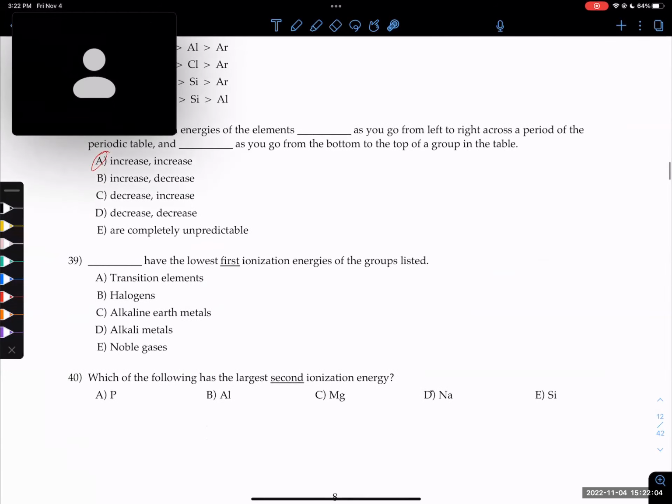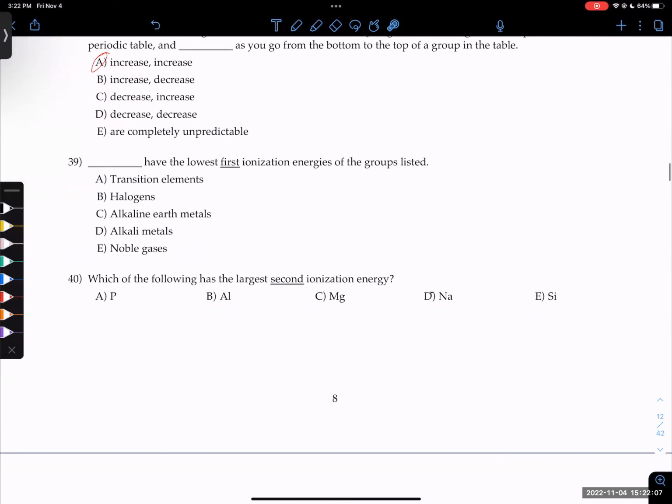Okay. Lowest first ionization energy, so we're looking for something to the left, because we're talking about groups. Alkali metals are group 1, and alkaline earth metals are always group 2. We know halogens are over there to the right. Transition elements are in the middle. Noble gases would not even come close to being the answer, since those always have very high ionization energy. So yes, the answer is D.